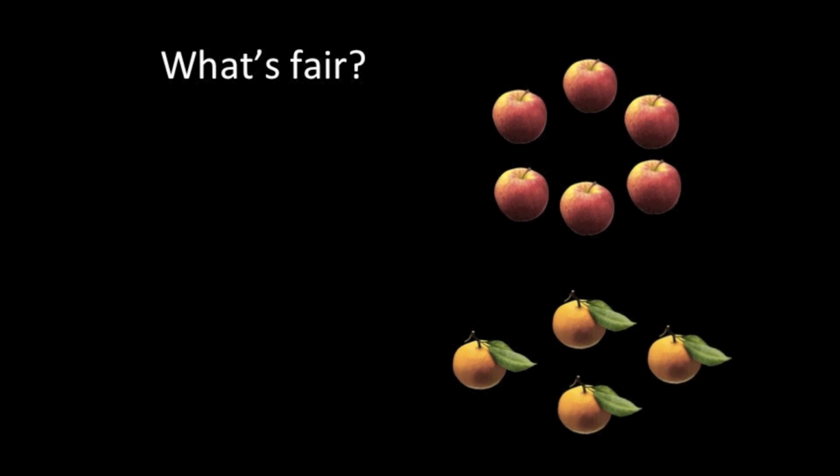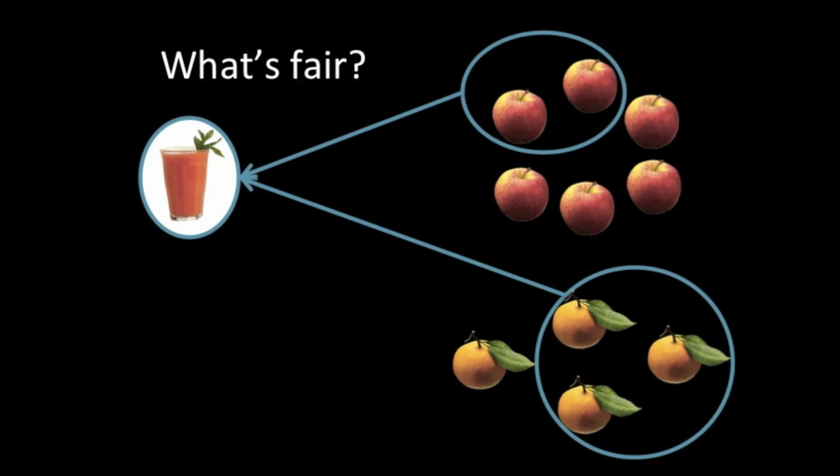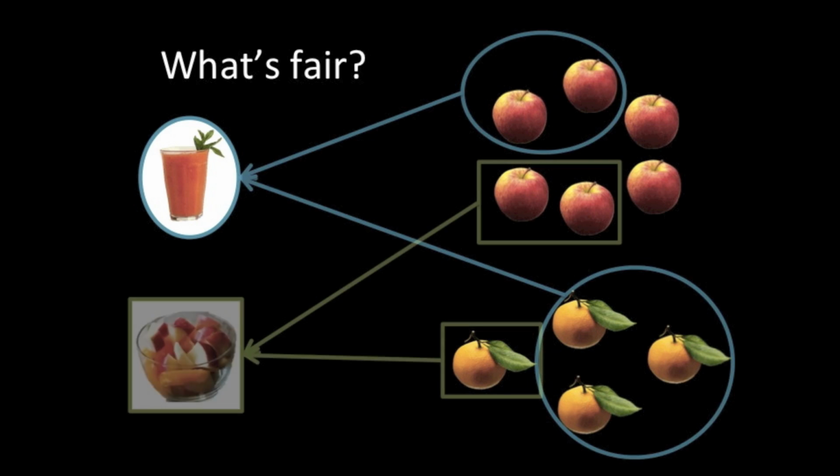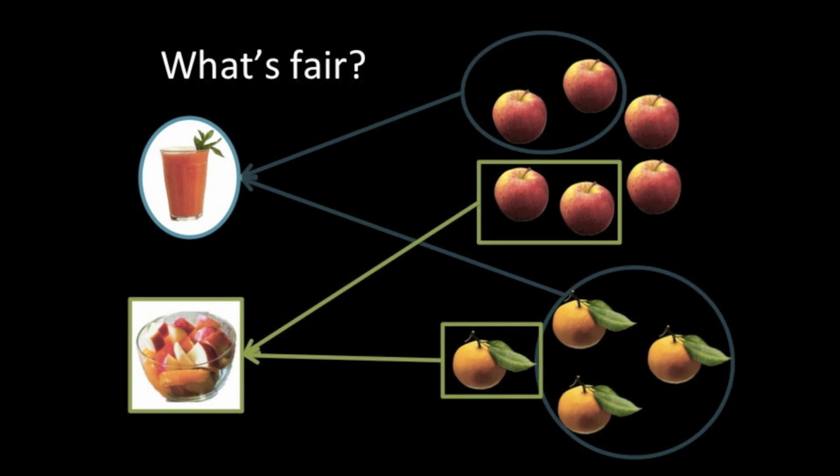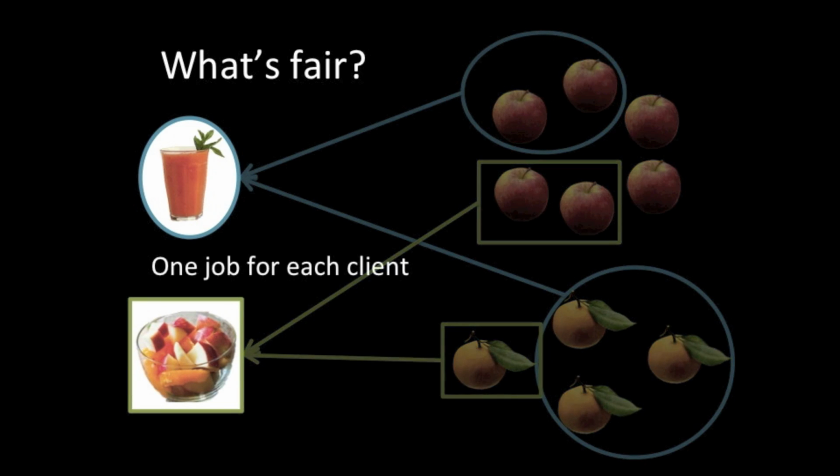Let's see what's the fair thing to do. If we give 2 apples and 3 oranges to our first client, he gets a glass of orange juice. Then we give 2 apples and the remaining orange to the second client, and she gets a fruit salad. This seems fair. Both clients get one job.